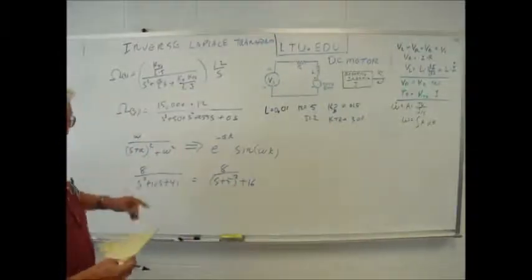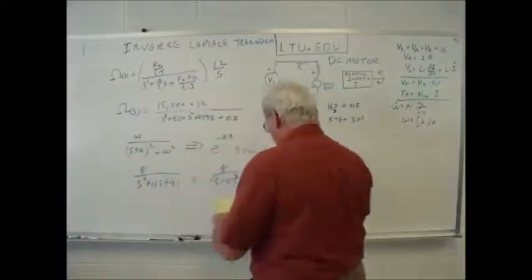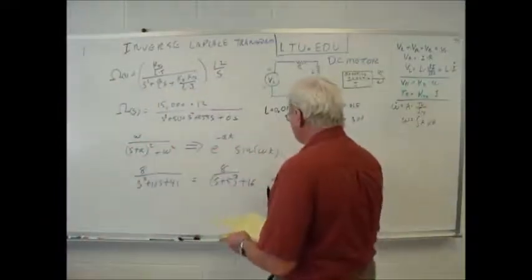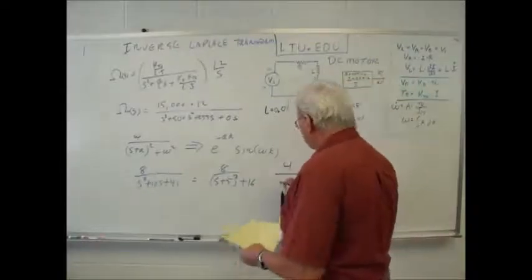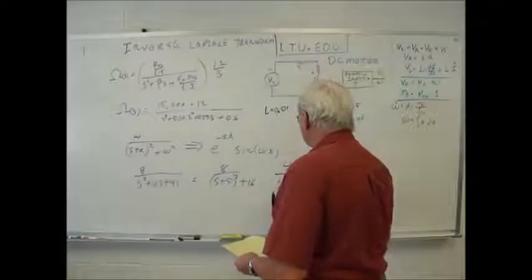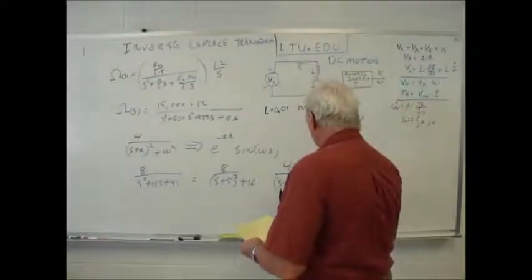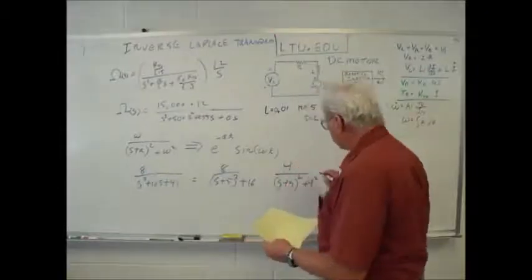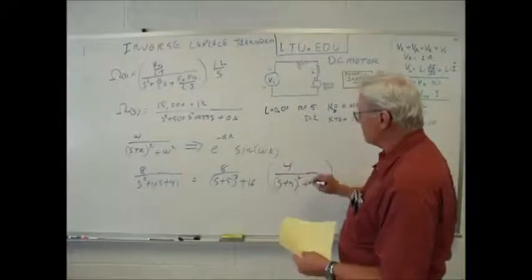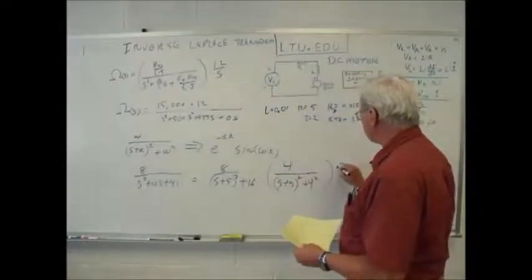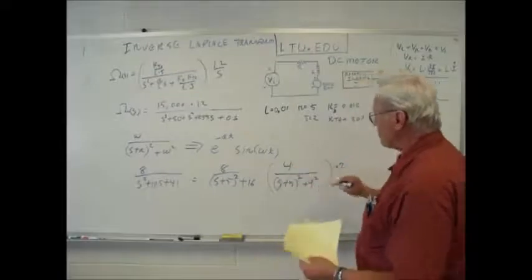To get that into this kind of form, I can say that is 4, since 16 is 4 squared, over (s plus 5) squared plus 4 squared, right? And then that whole thing, because I really needed an 8 there, times 2. Okay? So I can take that and do the inverse Laplace transform.